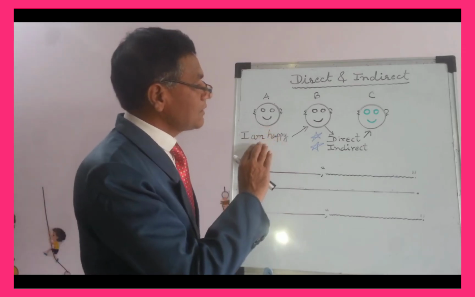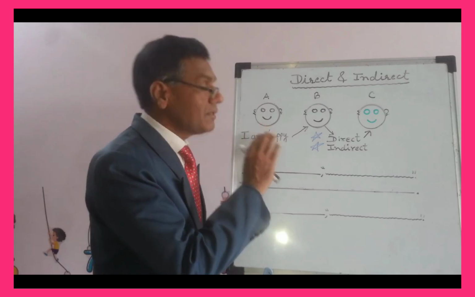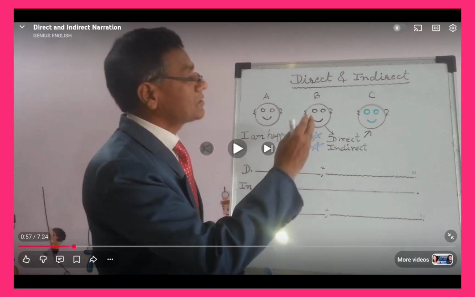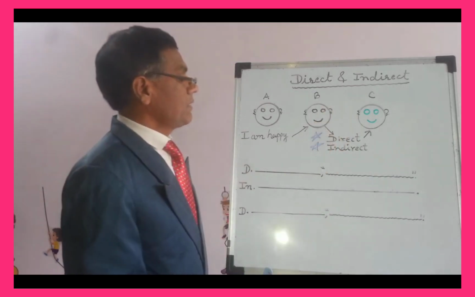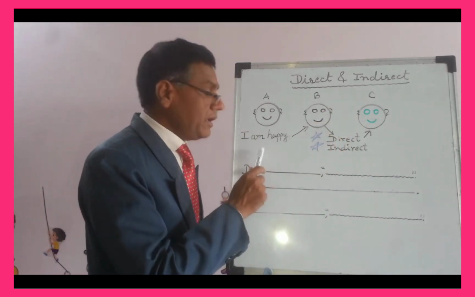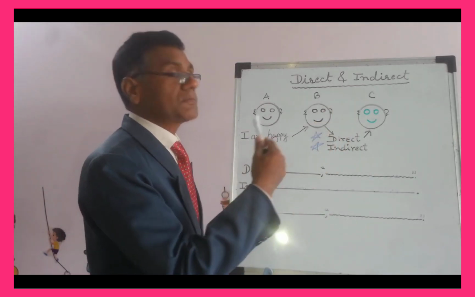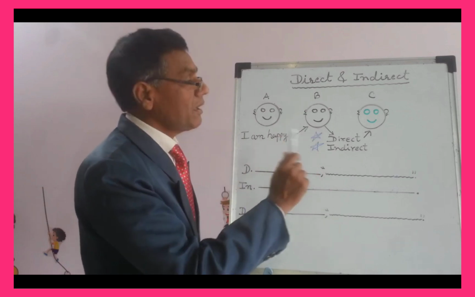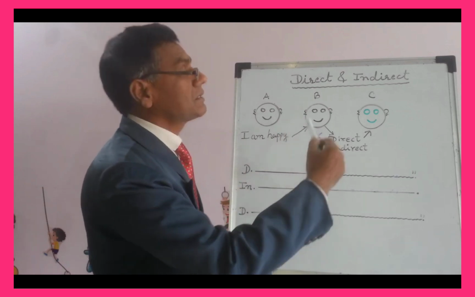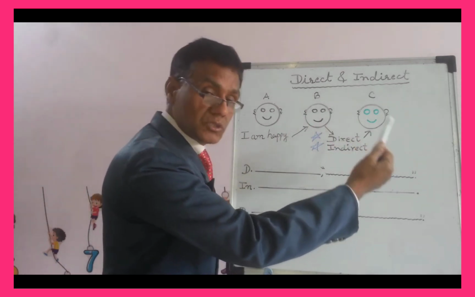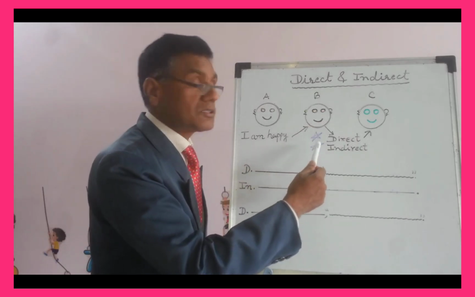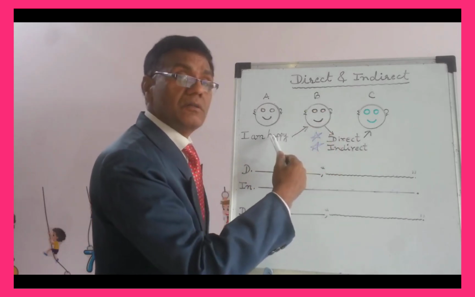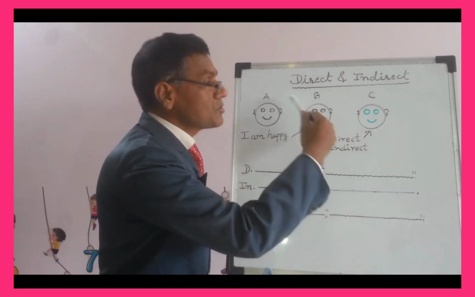Here, this is candidate A, this is candidate B, this is candidate C. Here, candidate A communicates something to candidate B, and B communicates the same message to C. So, how does B communicate the message of A to C?